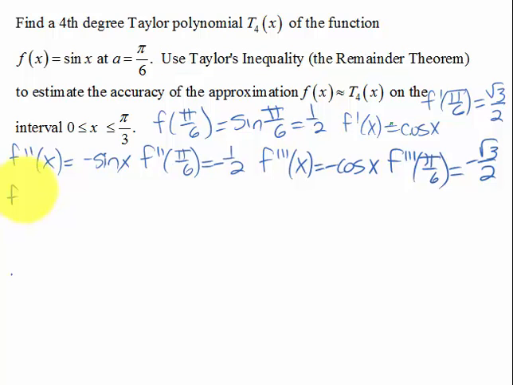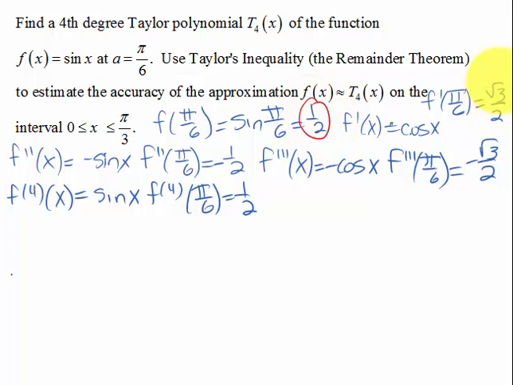Now the last one we need is the fourth derivative, and we've already now cycled back to sine x, and so we know that one at pi over 6 is 1/2. So we're getting all the pieces that we need. We have 1/2, and then square root 3 over 2, then negative 1/2, then negative square root 3 over 2, and then back to 1/2.